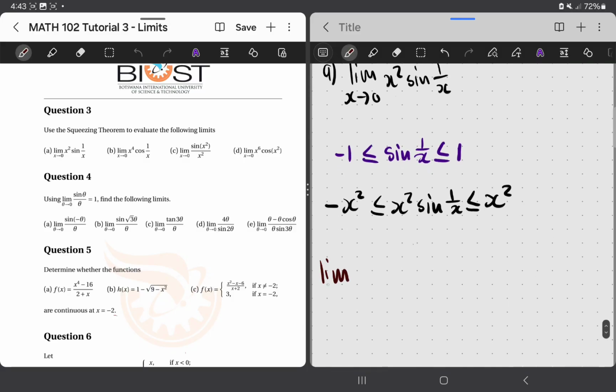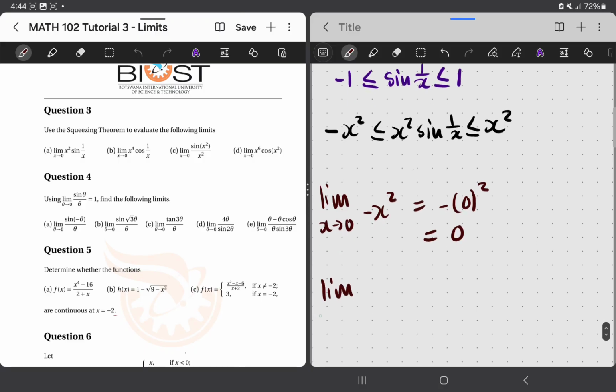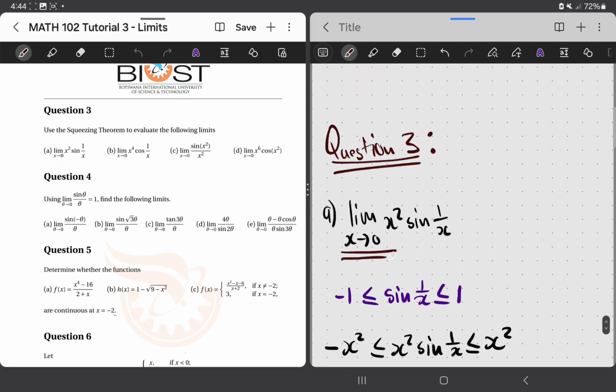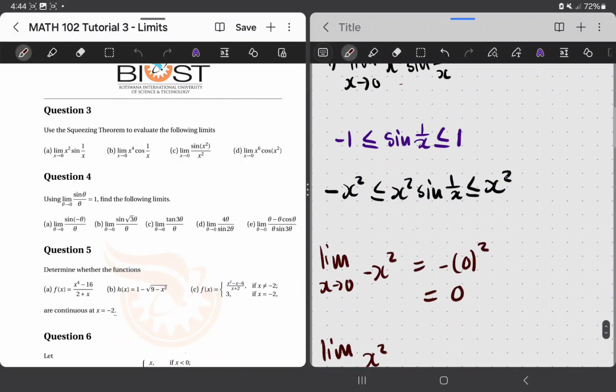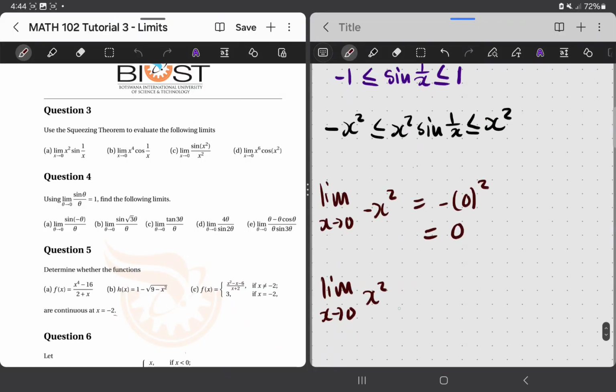Once we have this, we can solve by the squeeze theorem. We find the limit as x goes to 0 of negative x squared, which is the lower one. What is it going to be? Well, it's a polynomial, so we just substitute. We put 0 where there's x, so it's going to be negative of 0 squared, which is just 0. Then we find the limit as x goes to 0 of x squared, the one above, and we just substitute again: it's 0 squared, which gives us 0.